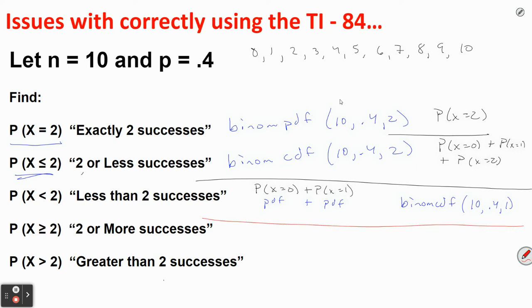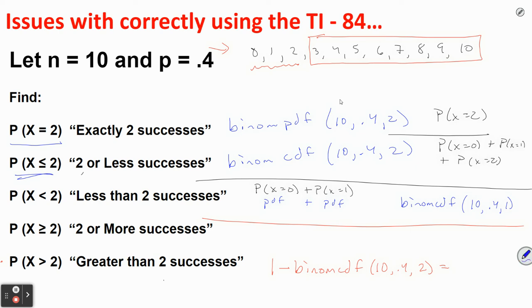I'm going to skip down to this last one first. When we say greater than two successes, if we look up here at our sample space, greater than two successes means three or higher, right? And that's a whole bunch of PDFs to type in, so I'm not doing that. What I'm really going to do is make use of the complement rule. So greater than always implies complement. What I'm going to do is 1 minus binomCDF 10, 0.4, all the way up to 2, because when I do up to 2, that gives me that probability. I subtract it out because it's not in the sample space I want.